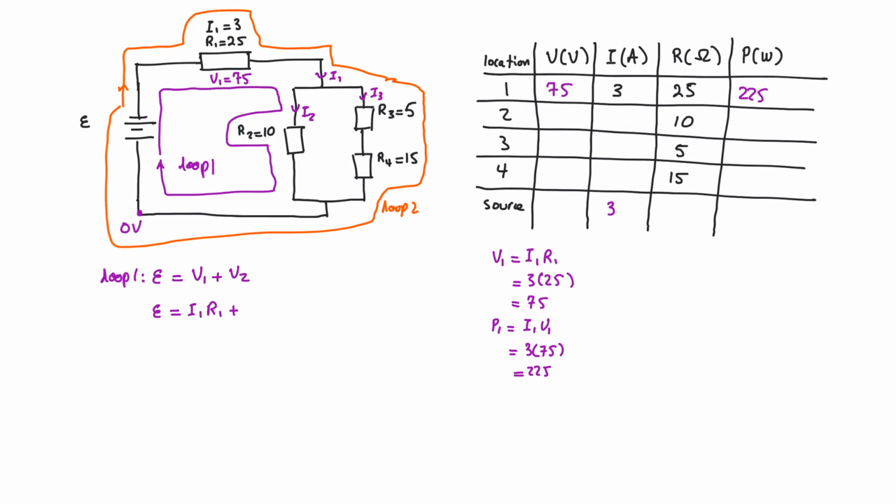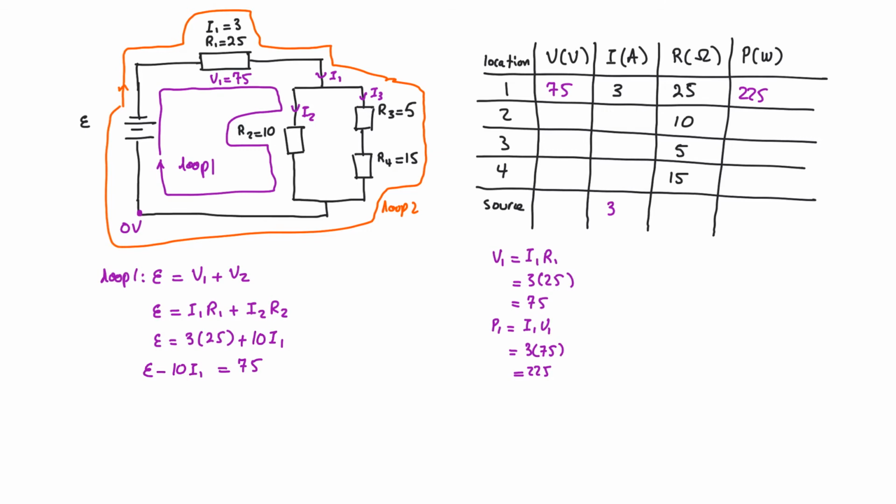And if it goes through loop 1, it's going to go through resistor 2, so it's going to be I2 R2. And I'm going to put all the values that I know. So I know I1 is 3, I know R1 is 25. I don't know I2, but I do know that R2 is 10. I'm going to just rewrite this so that all my unknowns are on one side and all my knowns, 3 times 25, which is 75, are on the other side. So I'm just rearranging the formula here.